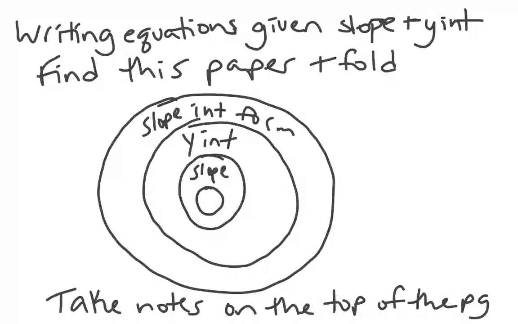In order to do this video, I need you to find the page that has the bullseyes on it that look like this, and we're going to look for the side that has the 29 in the top right. If you could fold it and have it so it looks like this, it should say Y-intercept and slope in the center. So make sure that you have this. And then you're going to take these notes on the next slide on the top of the page.